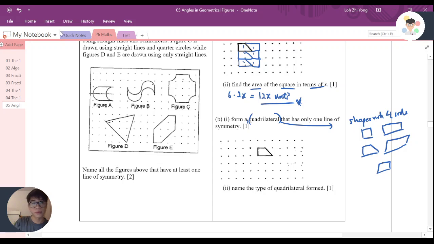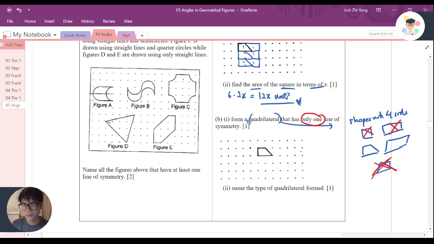Okay? And we know for sure that square and rectangle cannot be. Why? Because square and rectangles, they have what? They have more than one, right? But now here it says only one. Let's try to look at rhombus. Can we have a rhombus? A rhombus can be either like this or like this. So also cannot. We have 2 also.